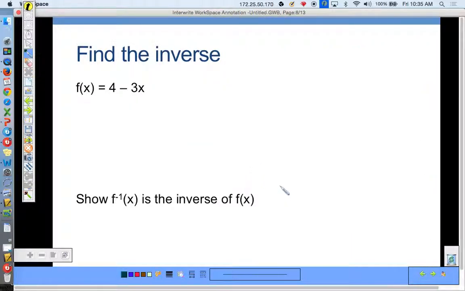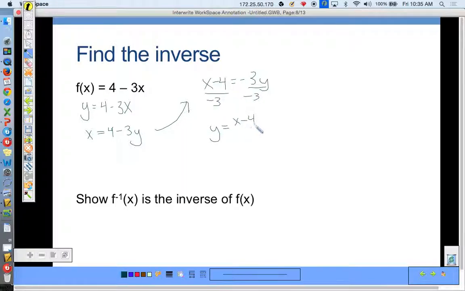And then on this one here, what we're going to do is see how it works. So again, take a minute, pause it, and I want you to find the inverse. So hopefully you started. I always replace it with y, so then we change our y and x. So we have x minus 4 equals negative 3y, divided by negative 3. So we have our inverse equals x minus 4 divided by negative 3.